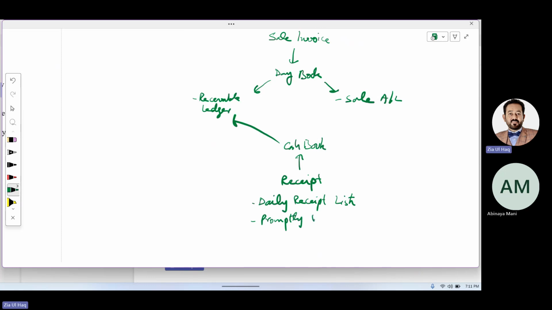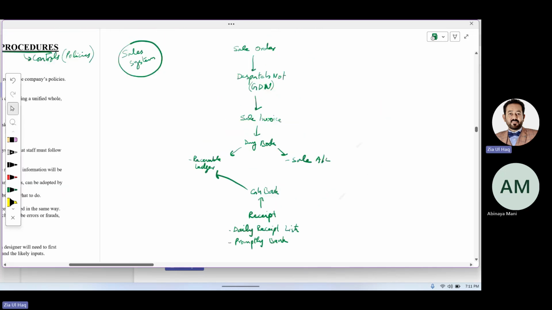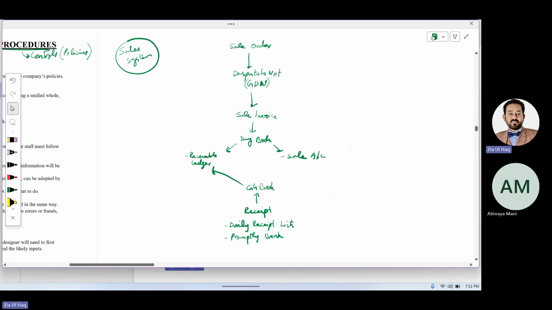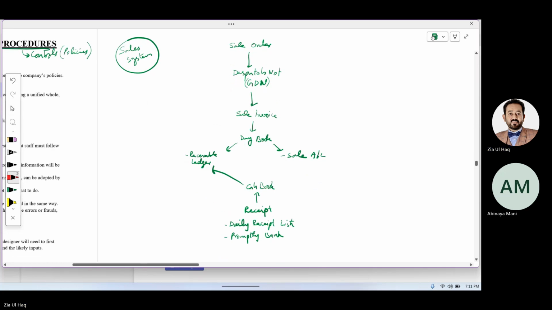Promptly banked means the company needs to deposit into the bank on a quick basis, because if you keep cash within the company, there will be chances of misuse of cash. That's why these receipts should be deposited into the bank account. So this is the system of recording the sale. Until this point, we have recorded the sale, and below this, there is a cash receipt system.